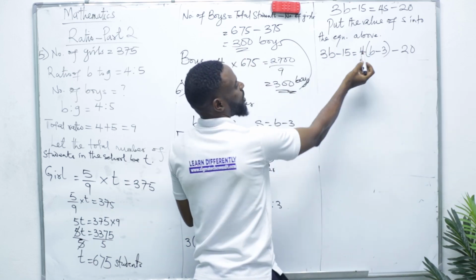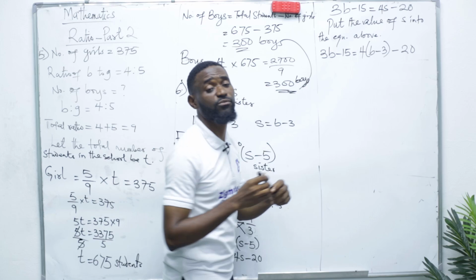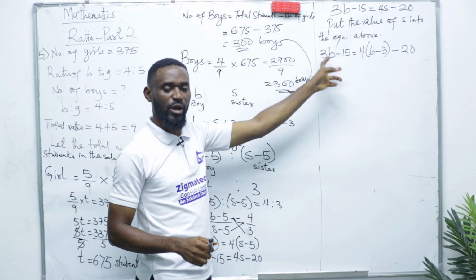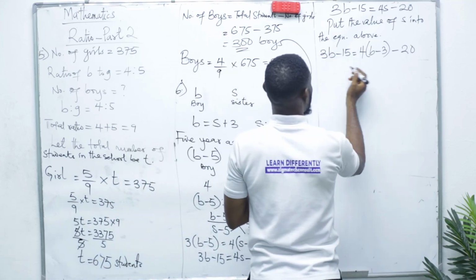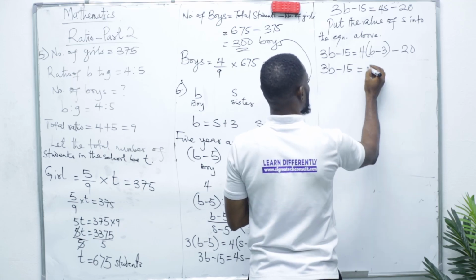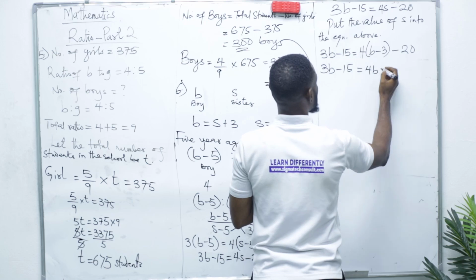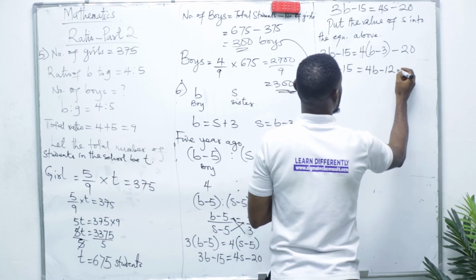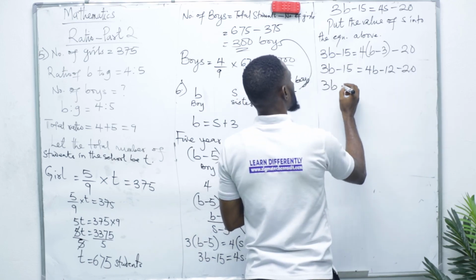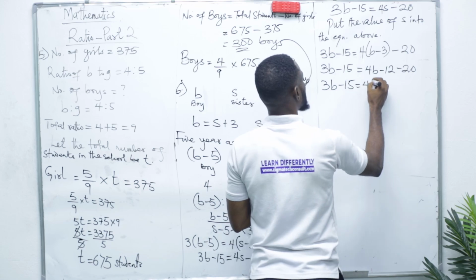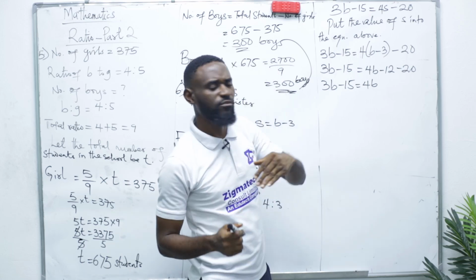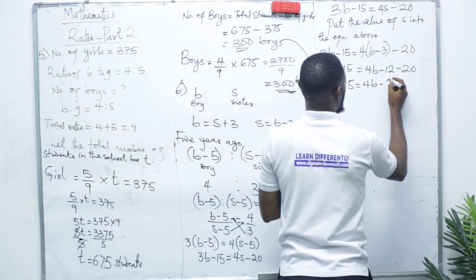That is it. Now, we now have b and b here, which is easier for us to solve, okay? So remember, we are looking for the age of the boy. That is this b. That's what we are looking for. So this simply means that 3b minus 15 is equal to 4 times b is 4b. 4 times minus 3 is minus 12, and then minus 20. Is that okay? So 3b minus 15 will give us 4b minus 12 minus 20. Minus 12 minus 20 will give us minus 32. So this is minus 32.